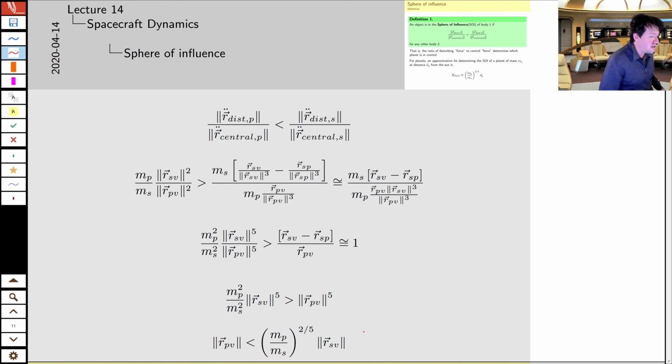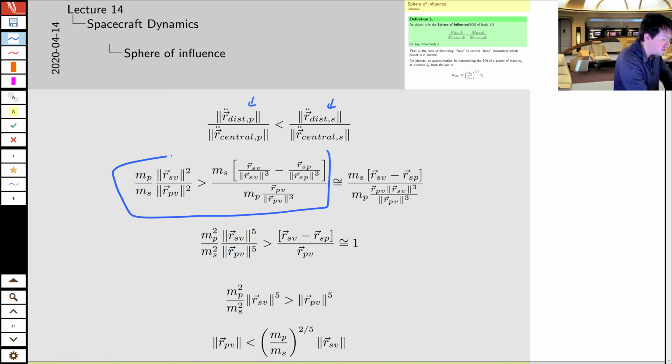So this is just a pretty simple derivation of that little rule, just to give you an idea of where it comes from. Our criterion is that we want the disturbance of the planet to be less than the disturbance to the sun, and so for that to happen, we just plug in our formulae for the disturbances, and we get this criterion.